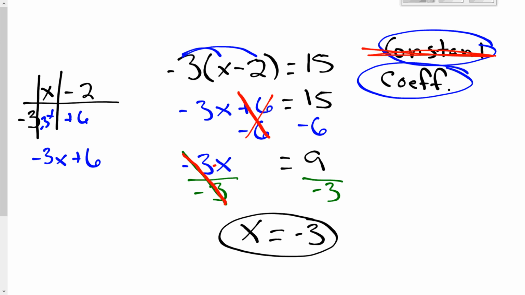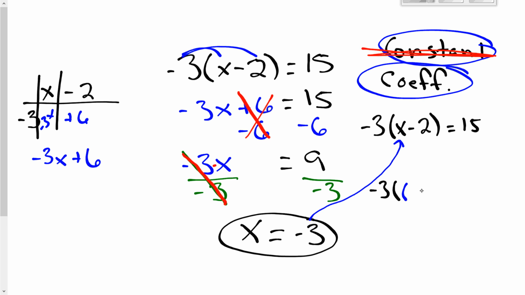Last step is to check our work. Start with my original equation. Negative 3 times x minus 2 equals 15. And then substitute in for x. X is going to be replaced with negative 3. So let me write that out. Remember, every time we substitute, to fill it in with some parentheses. And again, we're substituting in negative 3.